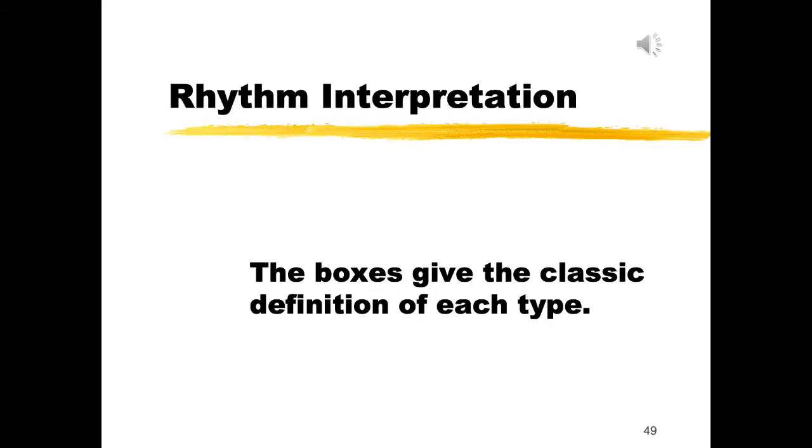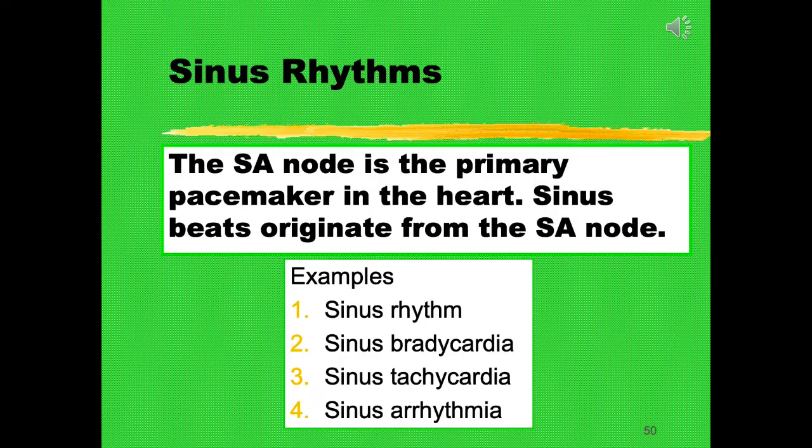We'll now look at different rhythm interpretations. Inside the box of each gives a classic definition or explanation of each type of dysrhythmia. As previously discussed, the SA node is the primary pacemaker in the heart. Sinus beats originate from the SA node. The examples are the sinus rhythm, sinus bradycardia, sinus tachycardia, and sinus arrhythmia.